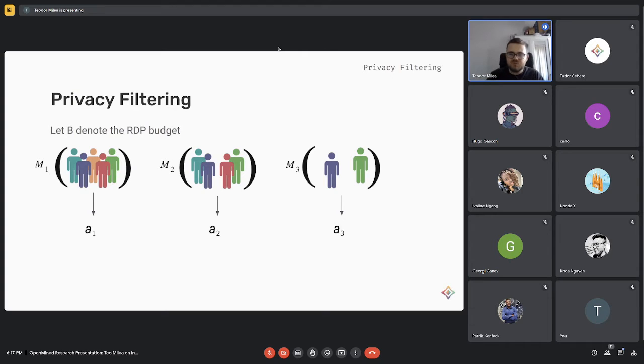And of course, we can do that until maybe there are no more people left, and then we have no results, or we can also stop even before. However, the main point is that the overall output of however many computations we do in the end is guaranteed to be (alpha, b) Rényi differentially private.